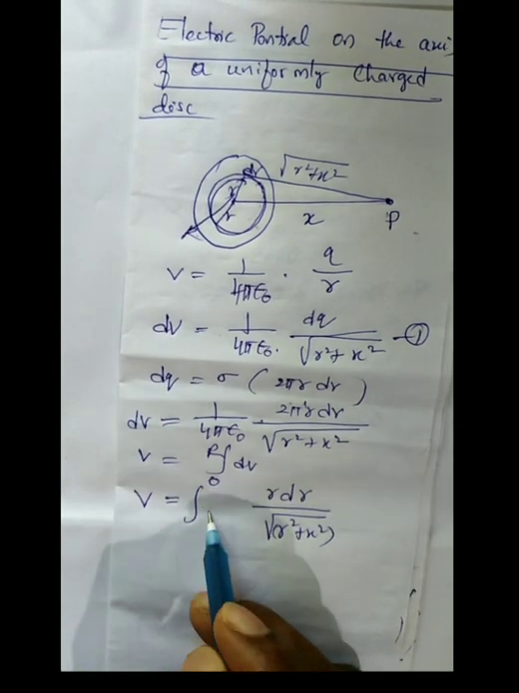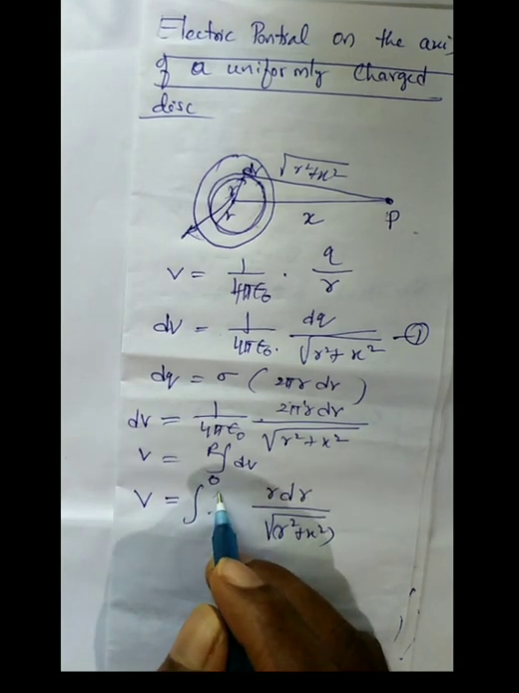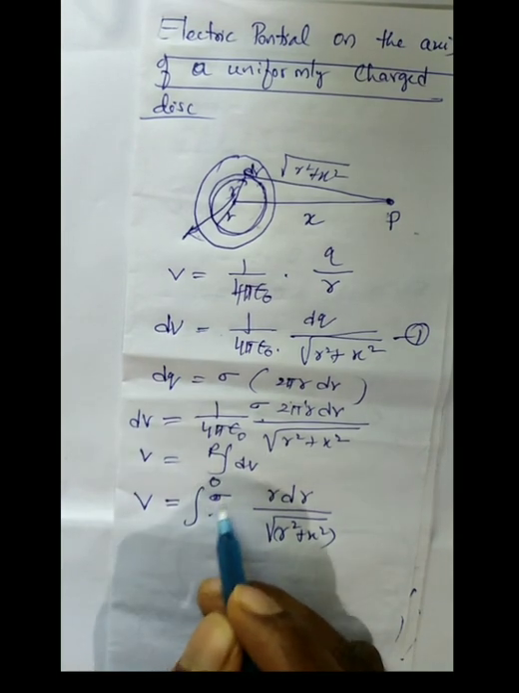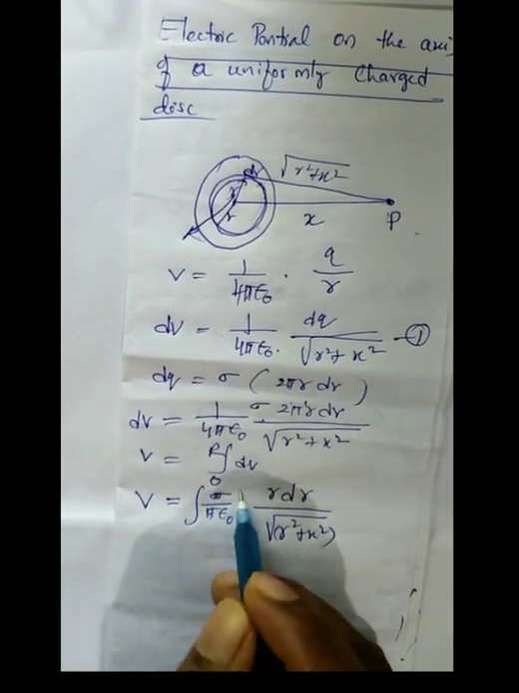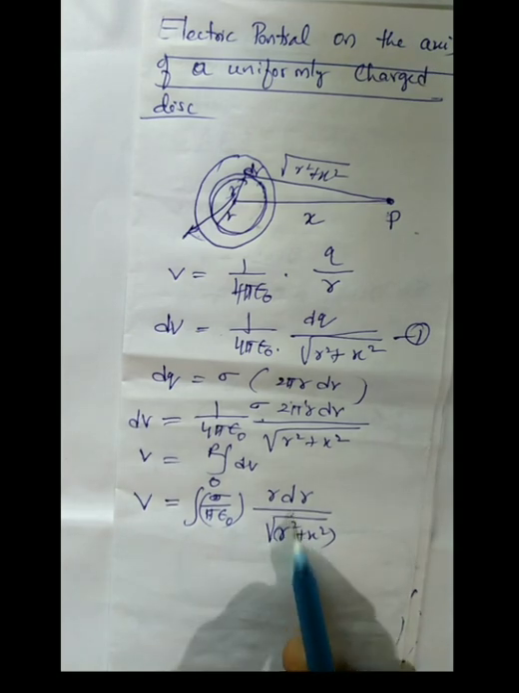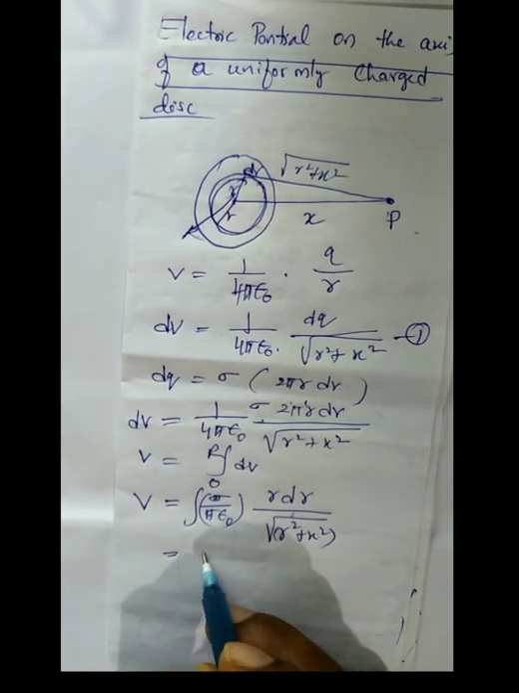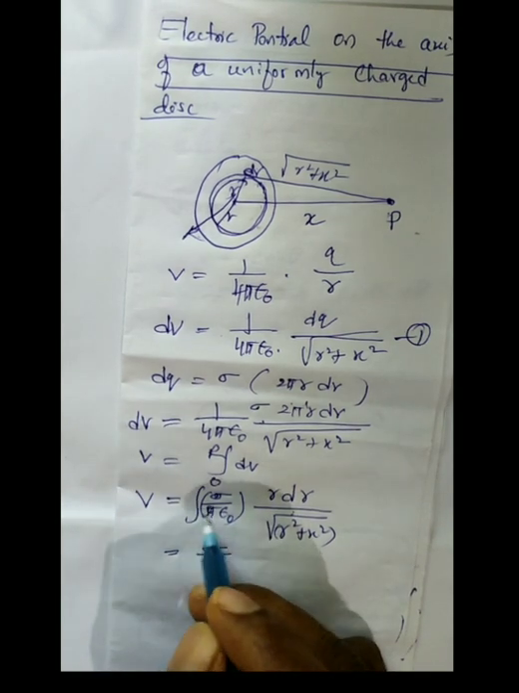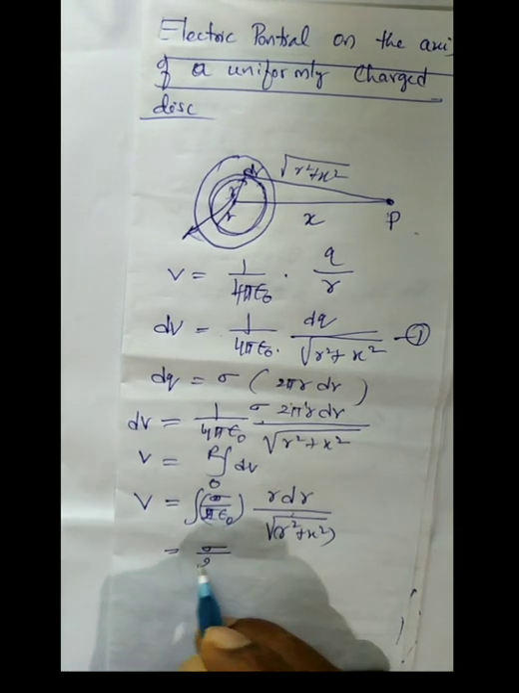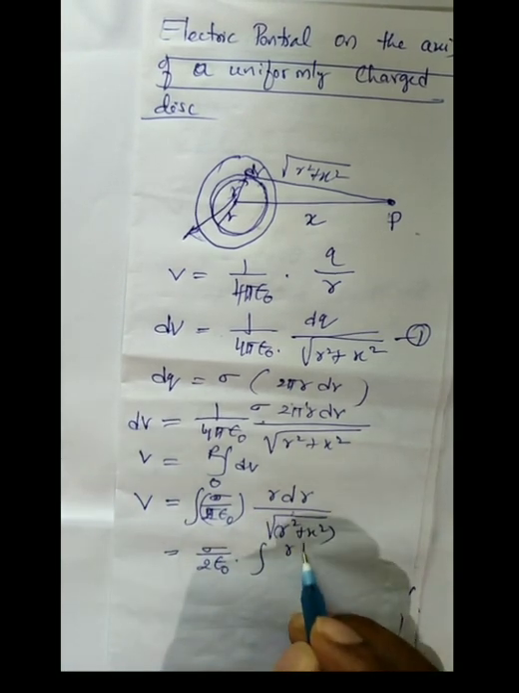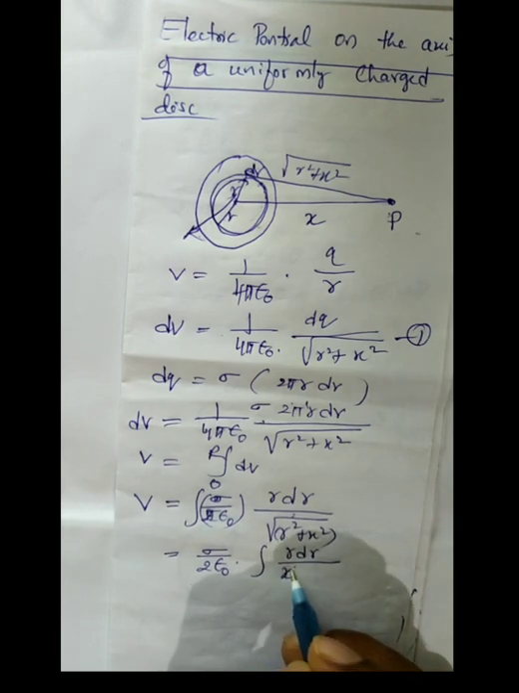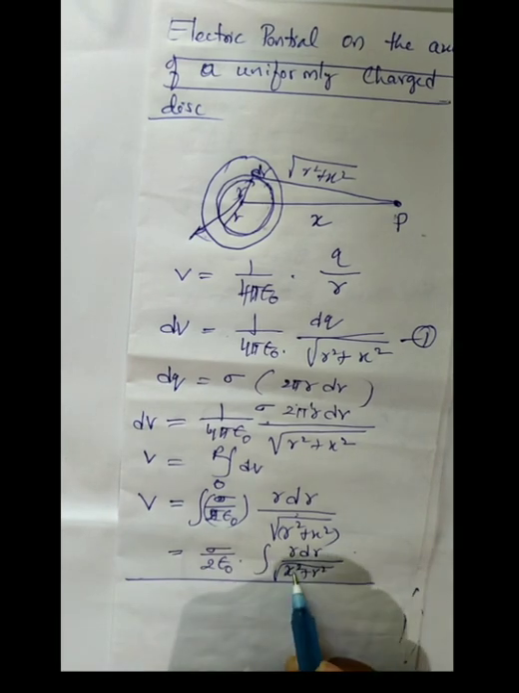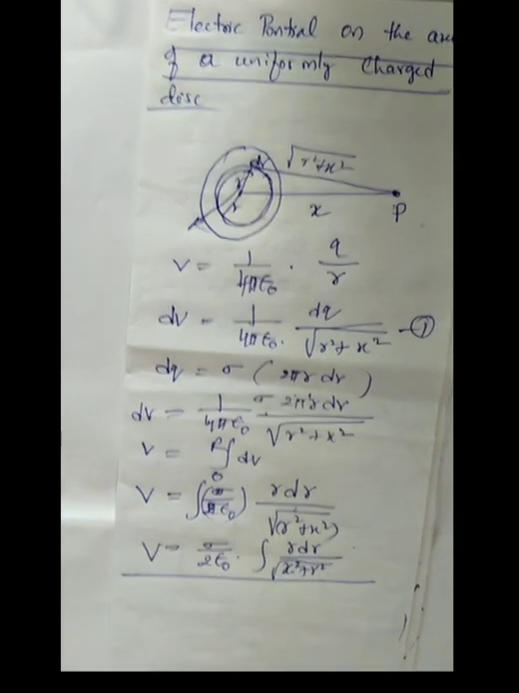So what are the remaining things here? Pi cancels already, so sigma divided by pi epsilon naught is a constant. Now integrate this. So what we are going to get: sigma divided by 2 epsilon naught, the integral of r dr divided by square root of x square plus r square. Now this I have to integrate, and after that I can find the total V.